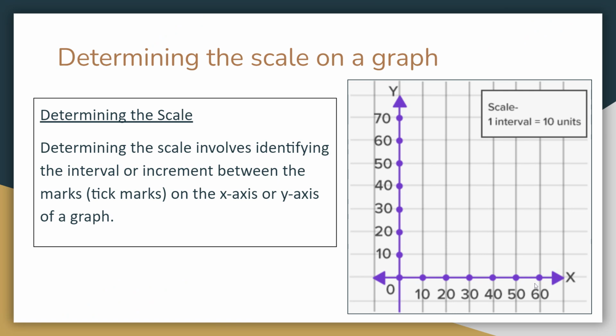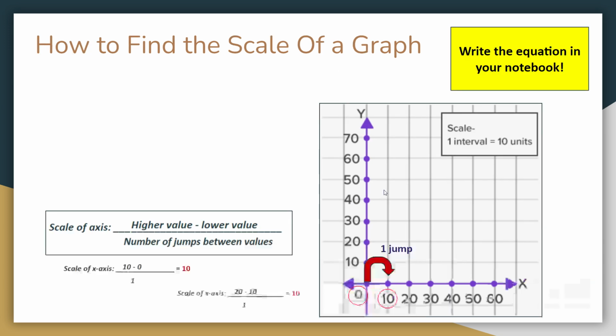The reason we want to find the scale on a graph is because we want to know how much each little dot or interval on my x or y axis is moving by, so I can accurately figure out the numbers I'm looking at and gather accurate data from my graphs. So determining the scale involves identifying the interval or increment between the tick marks on the x-axis and the y-axis.